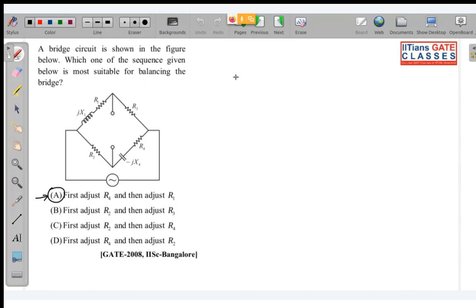First, write the equation. Let this be Z1, this be Z3, Z2 and Z4. So Z1 into Z4 is equal to Z2 into Z3. So Z1 is equal to R1 plus jX1 and Z4 is R4 minus jX4, and this is equal to R2 into R3. So this we got.